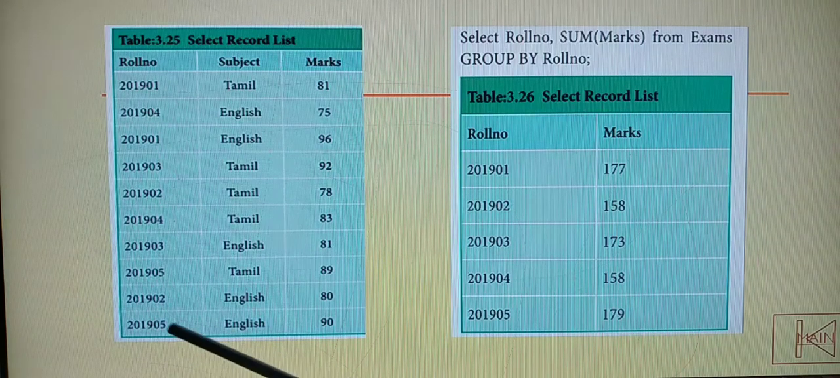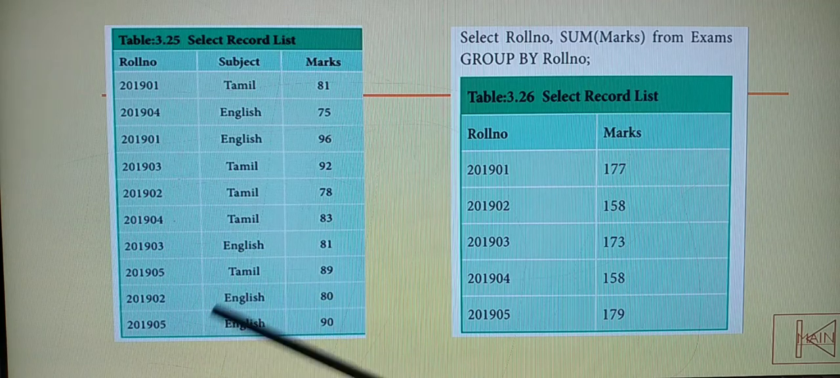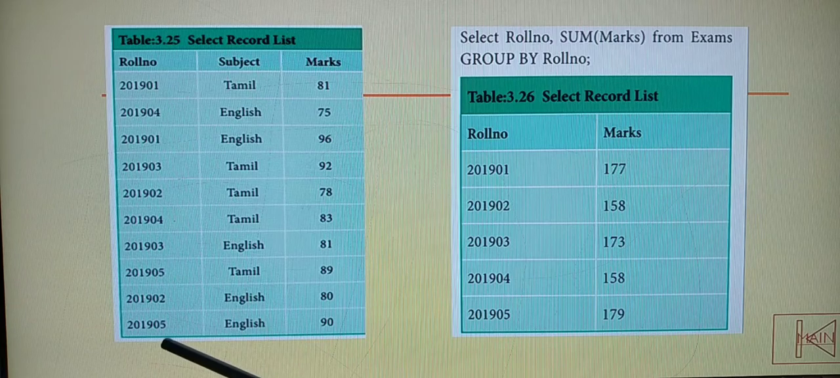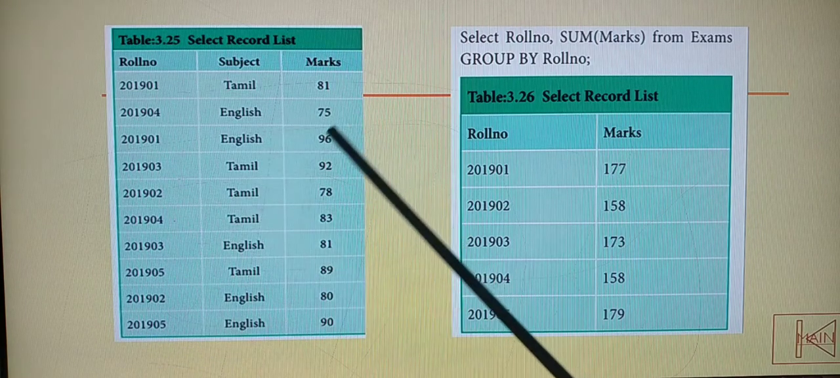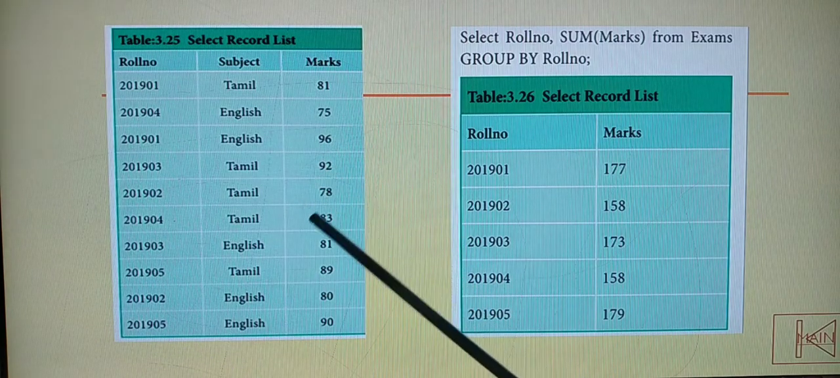Okay, so how many roll numbers are actually here? Actually here you are having 5 roll numbers, and 2 subjects for those 5 roll numbers. It is Tamil and English. So each and everything is split for you. So now what you are going to do is group them based upon their roll number. So here the roll numbers are repeated. So everything will be formed as a single group and the marks will be totaled. Marks will be added for you.